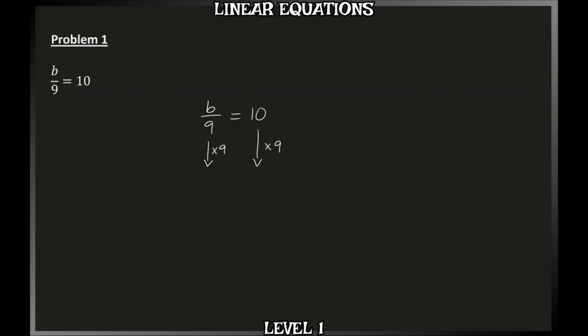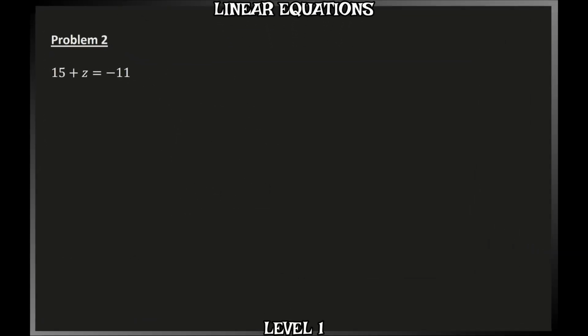balanced. Now on the left, because dividing by 9 and timesing by 9 are inverses of each other, they cancel out and leave us just with b. On the right, 10 times 9 is 90, so our answer to problem 1 is b is equal to 90.